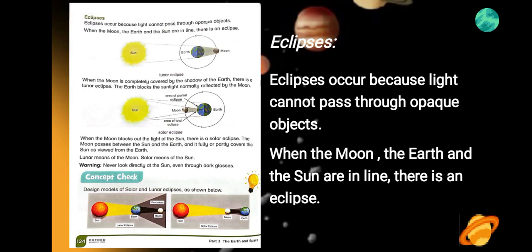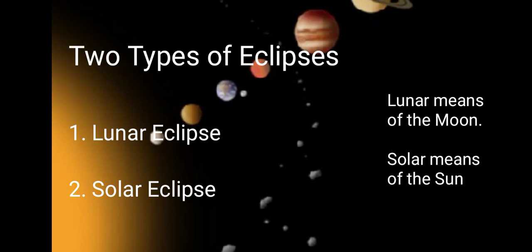Eclipses. Eclipses occur because light cannot pass through opaque objects. When the moon, the earth and the sun are in a line, there is an eclipse. Types of eclipses: lunar eclipse and the solar eclipse. Remember that lunar means of the moon and solar means of the sun.